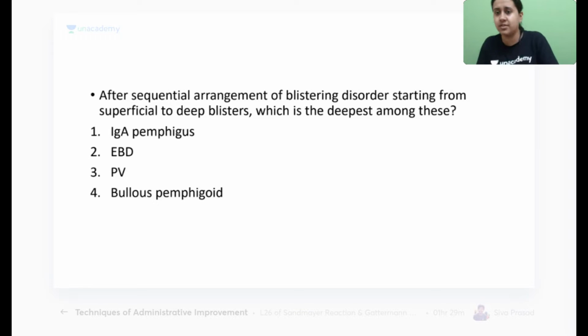Vesiculobullous disorders, papulosquamous disorders, you can expect a lot of questions. Histopath, DIF findings, treatment part, clinical feature, everything is important.